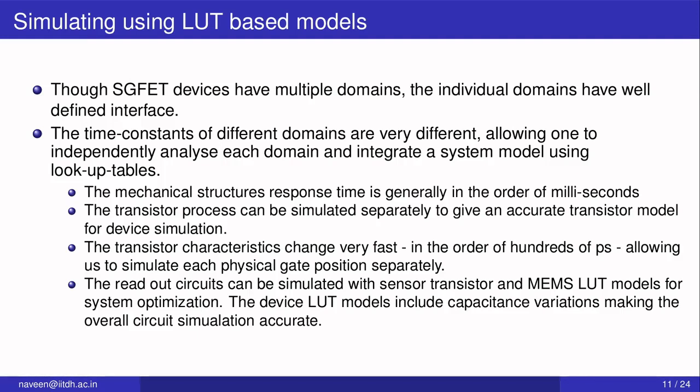For example, if you have a gate which is moving, you can actually analyze the transistor for each position of the gate and then collectively find the output change in the current due to this kind of motion. So essentially the transistor characteristics change very fast, whereas the mechanical characteristics are quite slow. So the readout circuits can be simulated with sensor transistor and MEMS LUT models for system optimization. The device LUT models can include capacitance variations, making the overall circuit simulation pretty accurate.